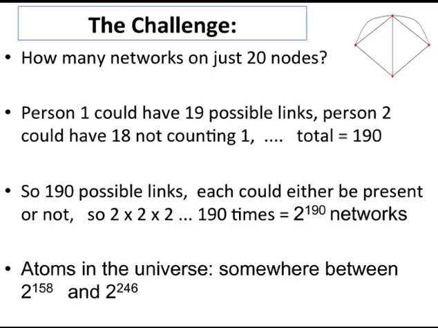So networks are going to have different shapes. They come in all sorts of different applications. And these are just previewing some of the types of things we'll be looking at. But the main challenge with dealing with network data is that the number of networks that you might observe on any given set of nodes is exponentially large. And just to drive that point home, if you just had 20 nodes, if you start thinking about counting the number of networks which are possible, you just go through the combinations here: person one could have 19 possible friends, person 2, 18, not counting person 1, and so forth. You end up with 2 to the 190th possible networks just on 20 nodes.